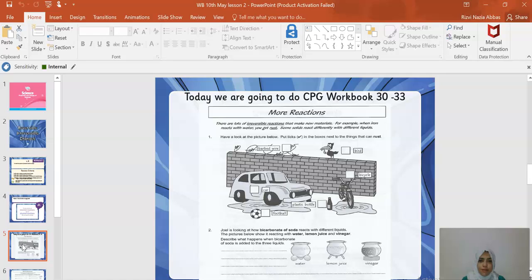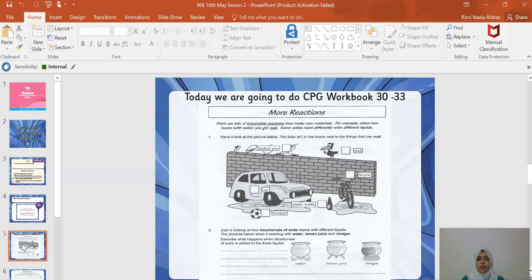This is about reversible and irreversible changes. So have a look at the picture below. Tick in the boxes next to the things that can rust. Rust, as you know, when iron is exposed to water, it reacts and forms rust. And it is an irreversible change. It's a chemical change because a new substance has been formed.